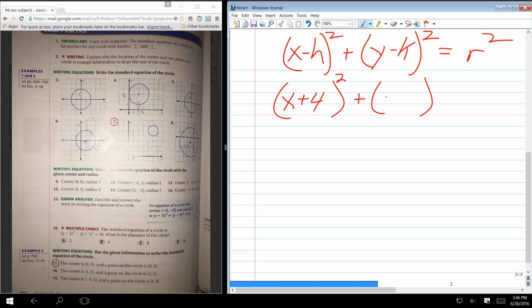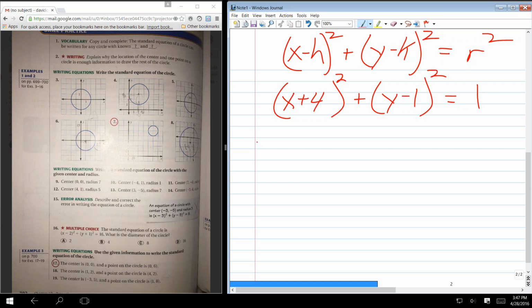Plus y minus 1 squared. Equals? Equals 1 squared. Just 1, yeah. In other words, they always want you to give the simplified answer. They don't want you to expand these out, but they want you to square whatever that radius is. You don't want to be giving an answer of 1 squared or 2 squared. Go ahead and do the squaring.